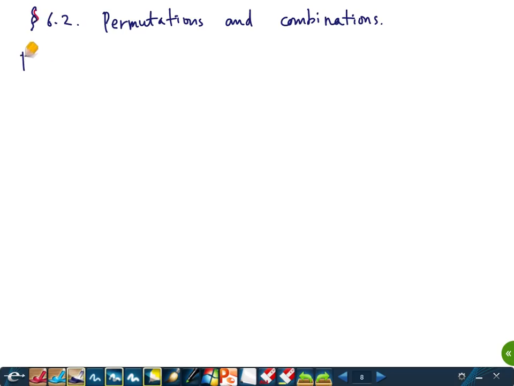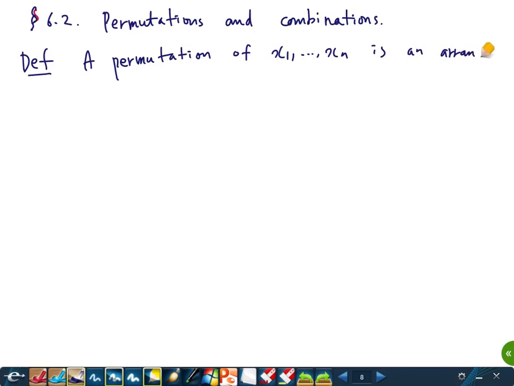So what is a permutation? A permutation of elements x1 dot dot dot xn is nothing but an arrangement of them. We just arrange them in a row.